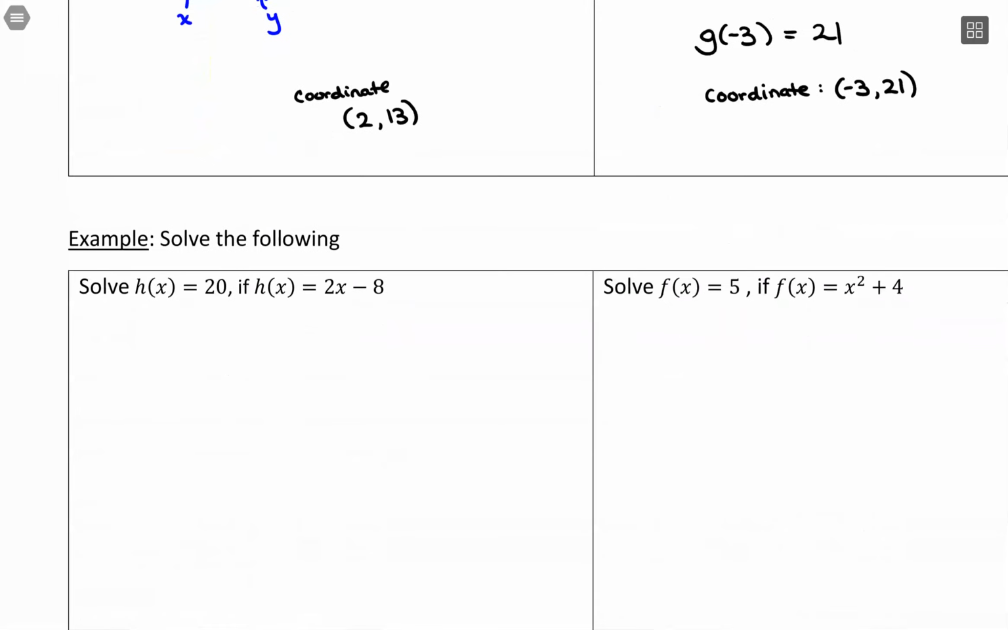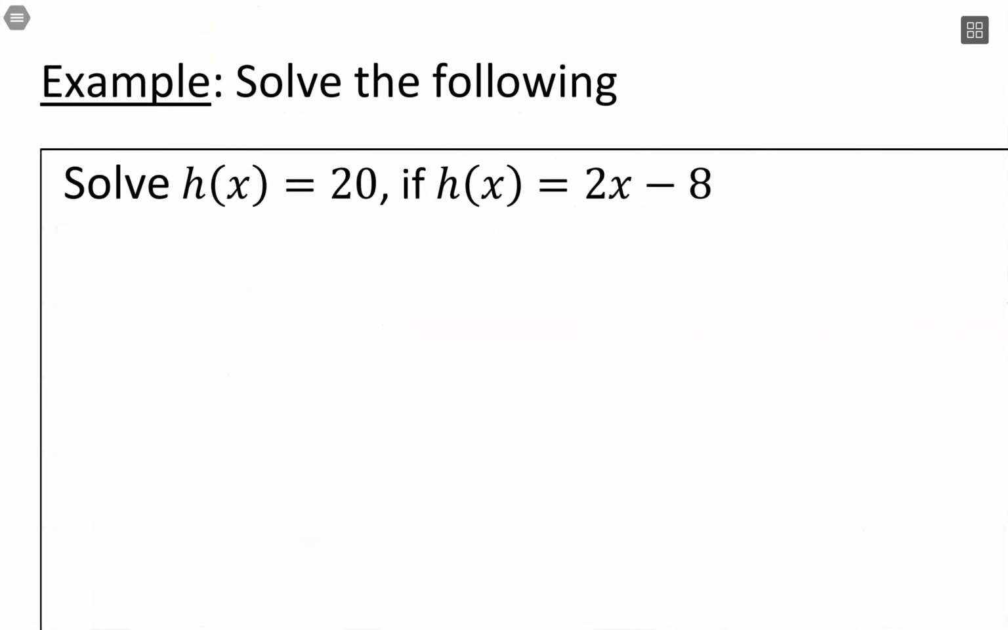Now, in these next examples, what we're being told is basically our y value. This notation where it says solve h of x equals 20, we're being given what y is. Y is 20, and we want to find x. So what I would do here is they're telling me h of x is the same thing as 20, so where I see my notation h of x in my formula of 2x minus 8, I'm just going to plug in 20. So I'm going to replace h of x with 20, and then I know that that equals 2x minus 8.